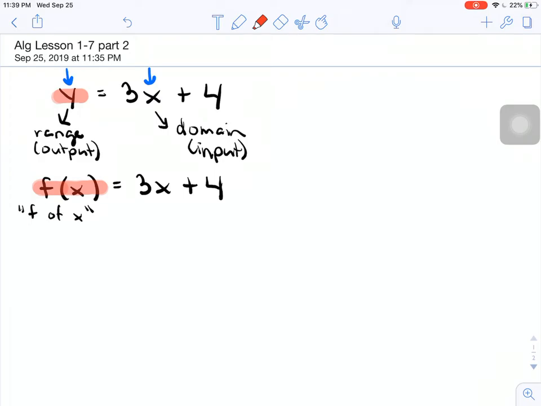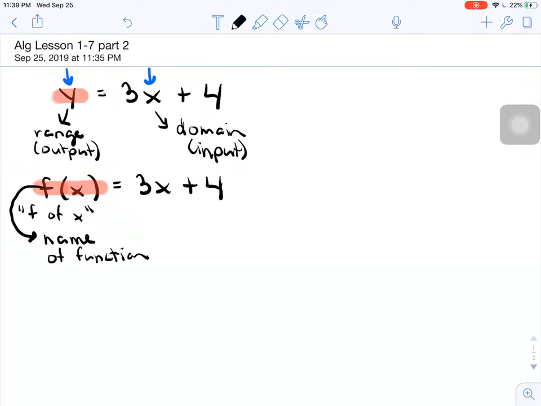So this has two pieces to it. The f is the name of the function. You could use any letter you want to name your function, and you will see functions with different names. So you might see a g of x or h of x. It doesn't really matter what you use. A lot of times people like to use f because f stands for function.